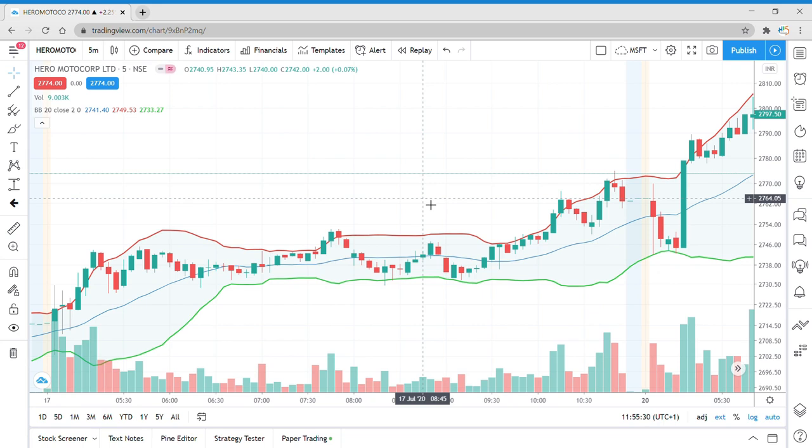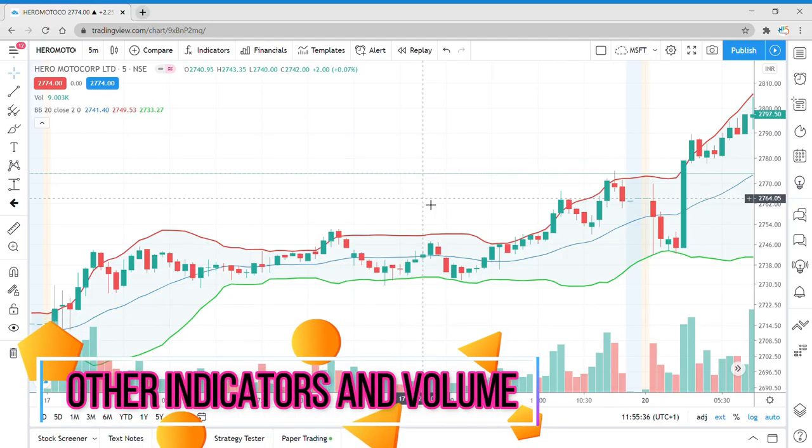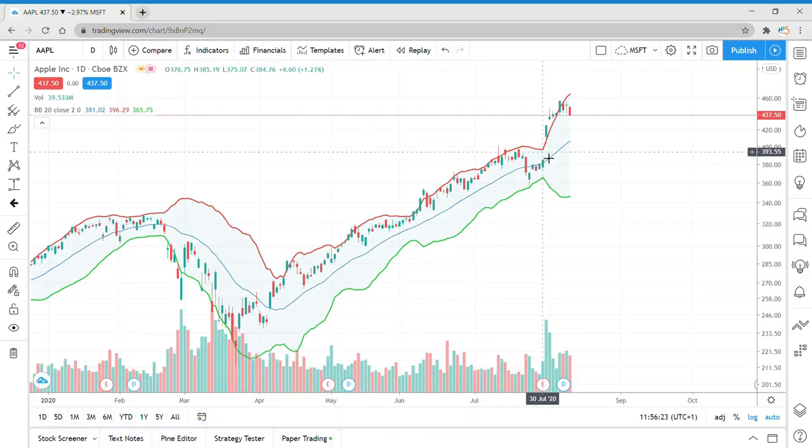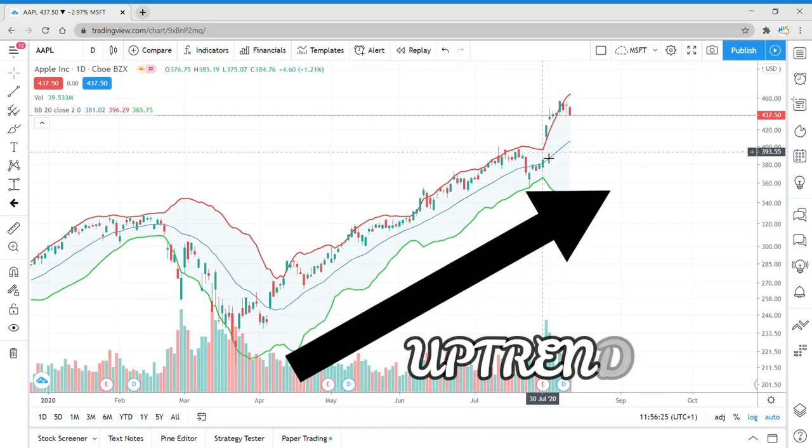Friends, we should never take a trade based on only one indicator, so we should look at other factors such as other indicators and volume in order to take a trade. This is Apple's daily chart. So if you take a look here, the overall trend is in an uptrend, right? Now we have to go to a smaller time frame and take a trade.